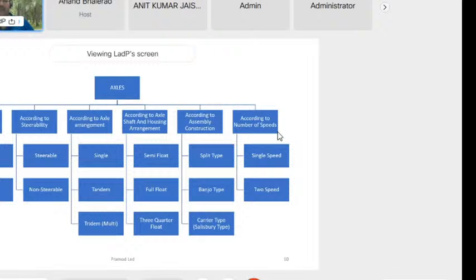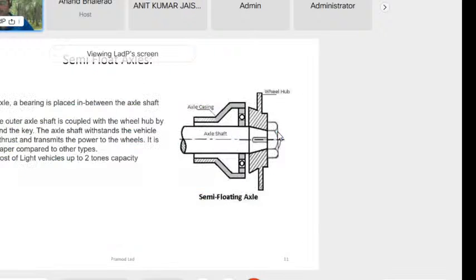Then according to axle shaft and housing arrangement, that is semi-float, full float or three-quarter float. According to assembly construction, that is the split type, banjo type or carrier type. And according to number of speeds, that is single speed or two speed. We'll try to look at a few pictures and correlate this classification to those pictures and those concepts.